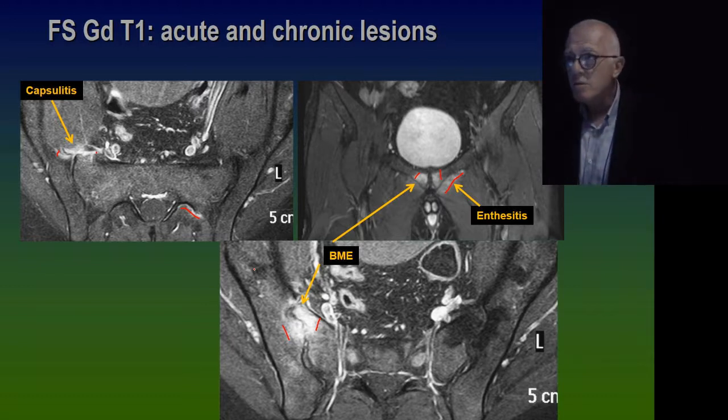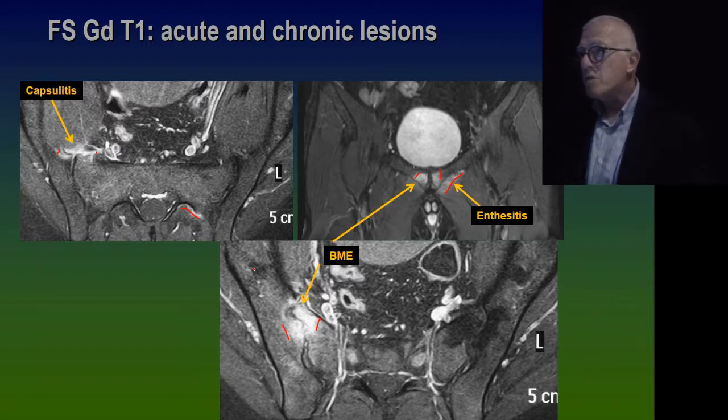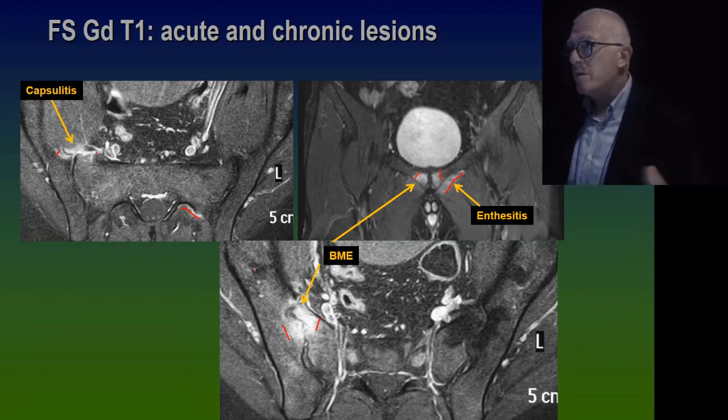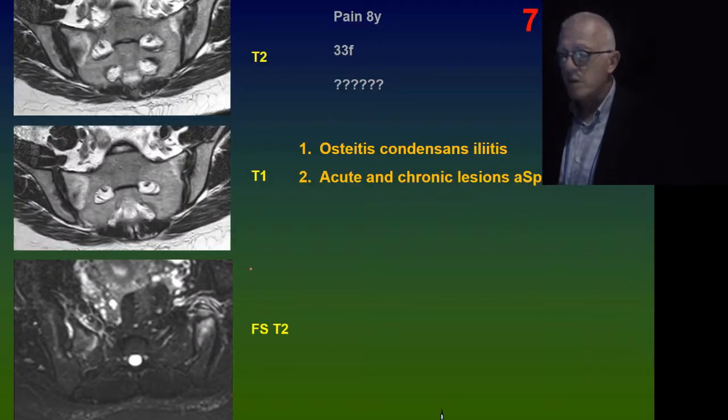Do we need to see enthesitis in the context of the diagnosis, because it's not included in the criteria? Yes, we need to, because in some cases the bone marrow edema is not very bright. They are borderline cases. And if we see capsulitis and enthesitis, then we easily suggest that this is ankylosing spondylitis.